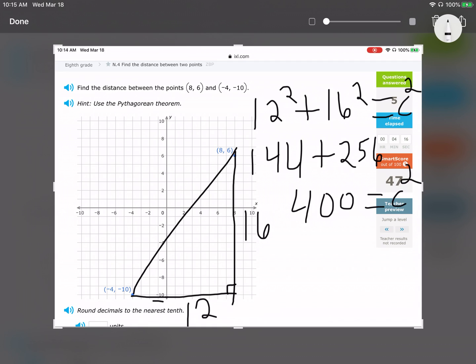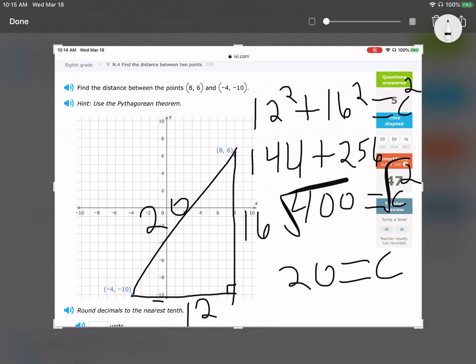Add them up, and I'm going to get 400 is equal to c squared. If I take the square root of 400, it's going to be the square root of c squared. It's going to give me c, and that's going to be equal to 20. And so that's 20. All right.